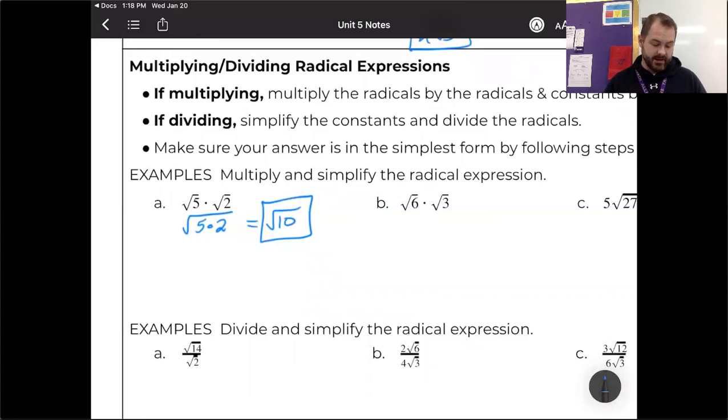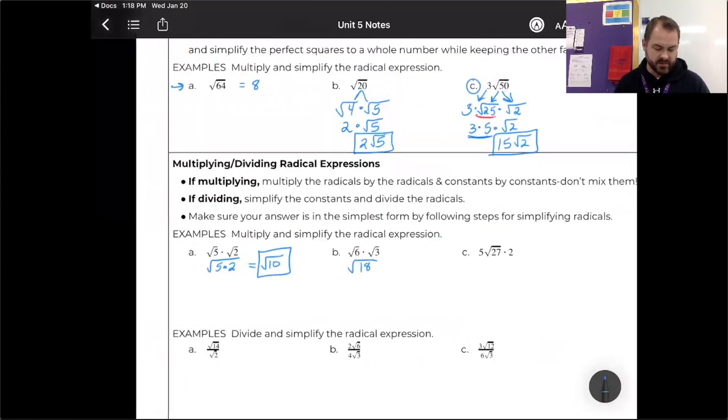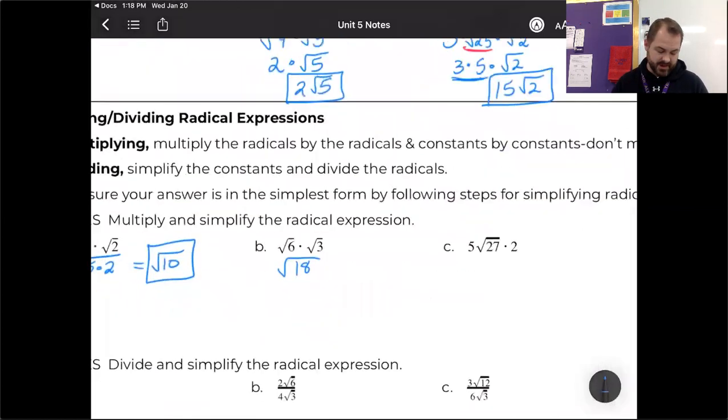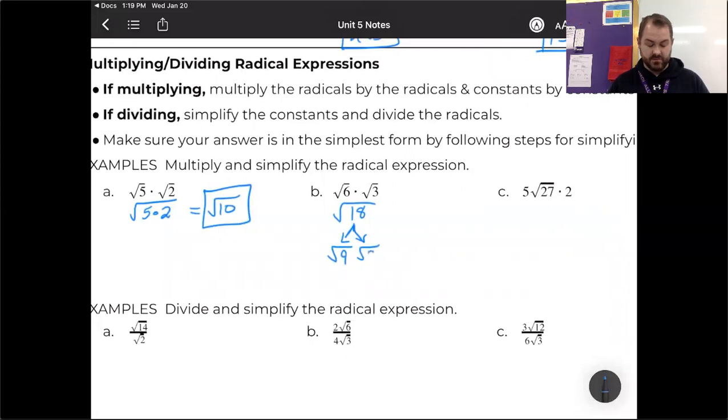So as we go through part B, we're going to do root 6 times root 3. I can put those together under the same radical. 6 times 3 is 18. Now, 18 is not a perfect square if you go back up and look at your list, but it can be divided by a perfect square. It can be divided by this 9 here. So I'm going to split that. Where I couldn't do that on the last one, I can do that on this one. Instead of splitting it back into the 6 and the 3, because neither of those are perfect squares, I'm going to split the 18 into 9 times 2.